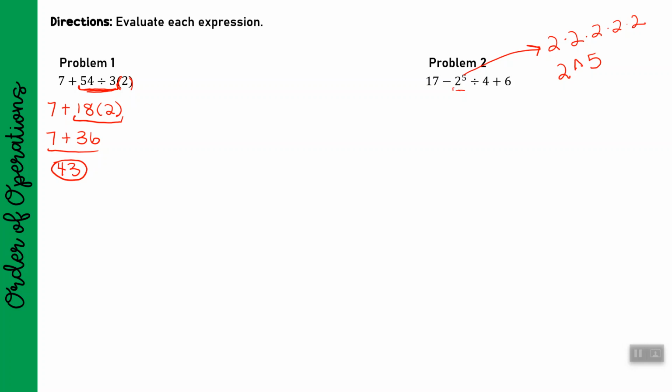So when I evaluate 2 to the 5th, I get 32. So we get 17 minus 32 divided by 4 plus 6.